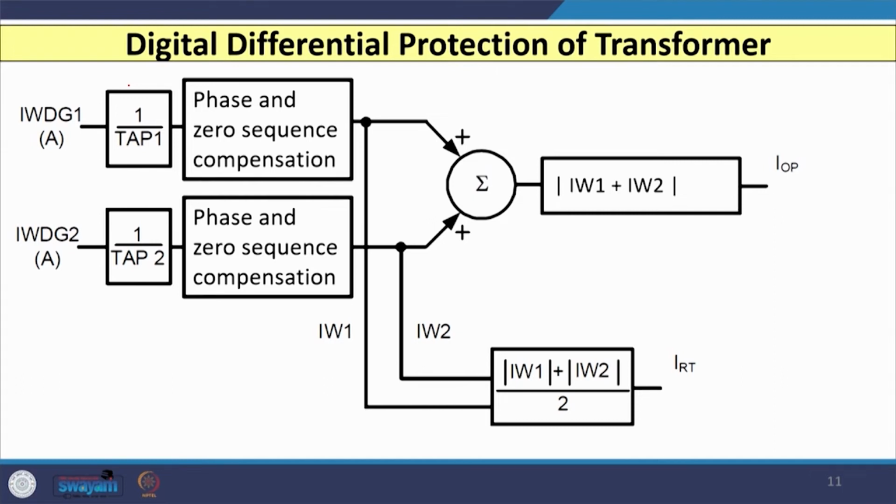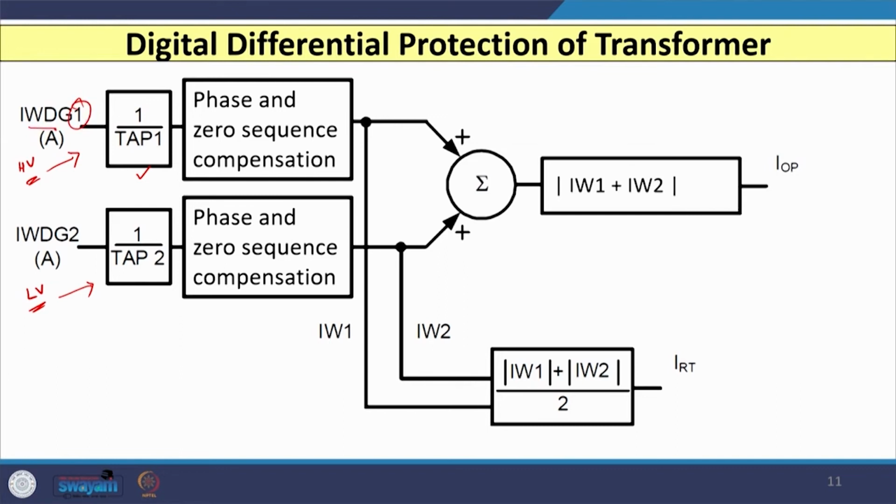So, here let us consider the 2 windings, one is your HV winding and another is your LV winding. Let us say this is your HV winding and this is your LV winding. You assume that whenever I say HV winding, 3 phase currents or 3 phase quantities are there. Similarly, for the LV winding also 3 phase currents are there. So, the first block is your magnitude compensation using the tap equation, maybe on one winding side. So, IWDG1, where I is current, WDG is winding, and 1 is the first winding or HV winding.